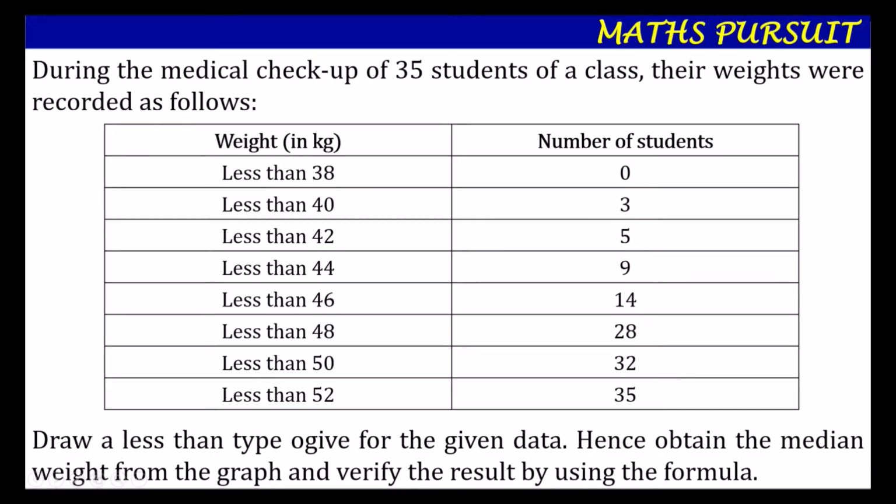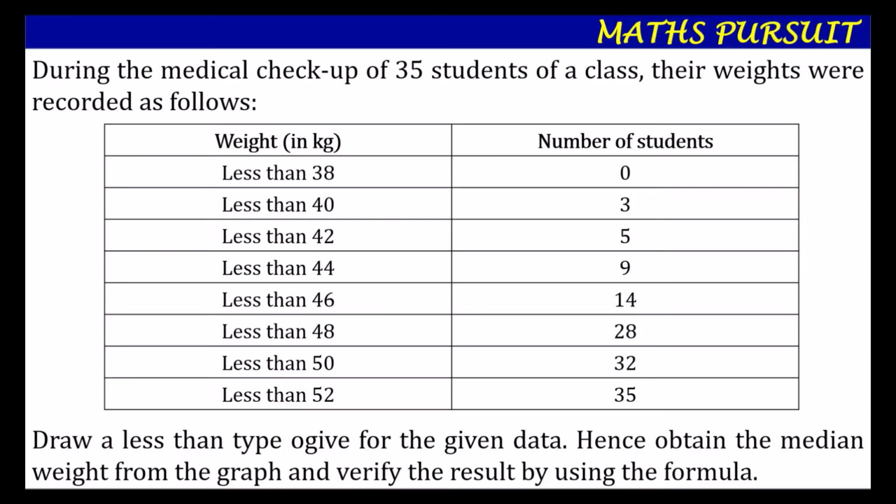The given question is, during the medical checkup of 35 students of a class, their weights were recorded as follows. The weights are given in a column, as well as the number of students. Less than 38, number of students 0; less than 40, 3; less than 42, 5; less than 44, 9; less than 46, 14; less than 48, 28; less than 50, 32; less than 52, 35.